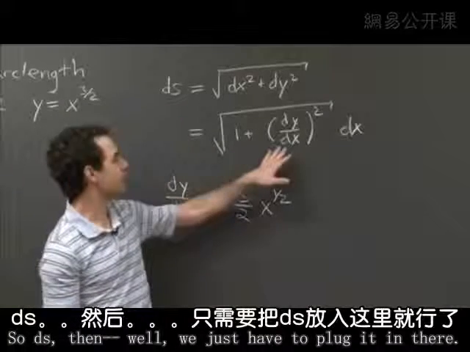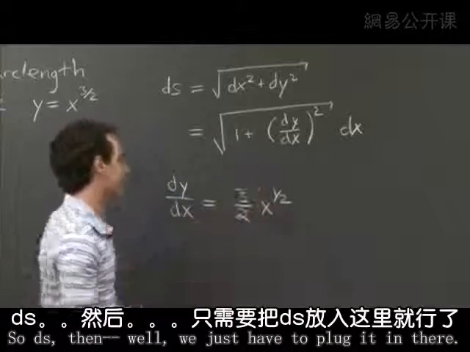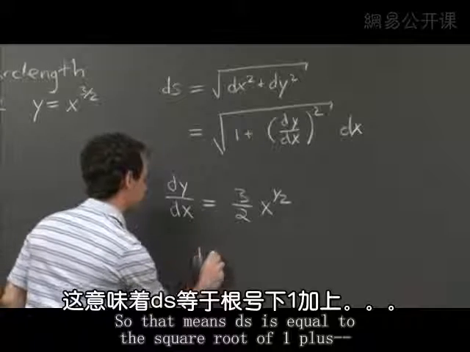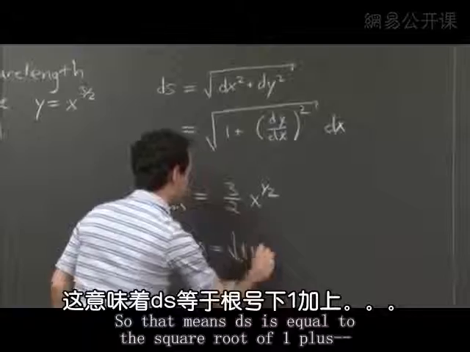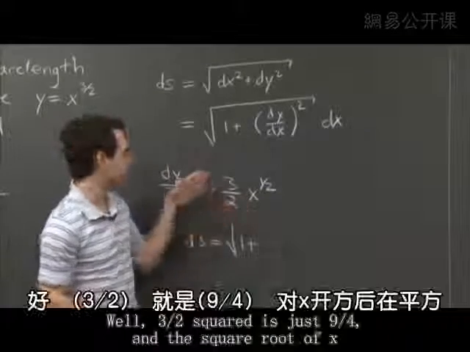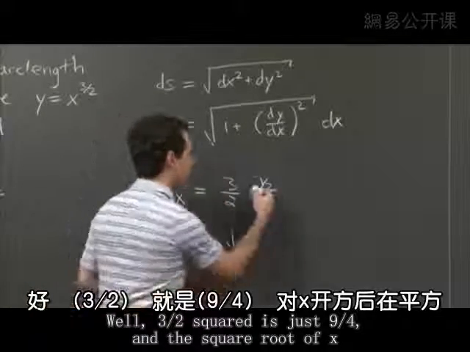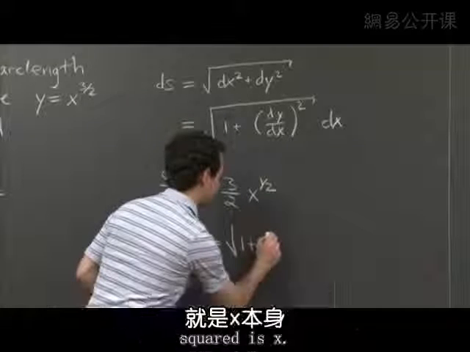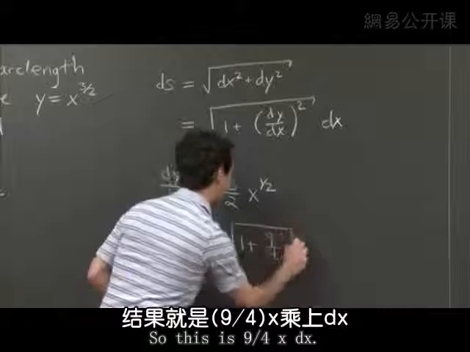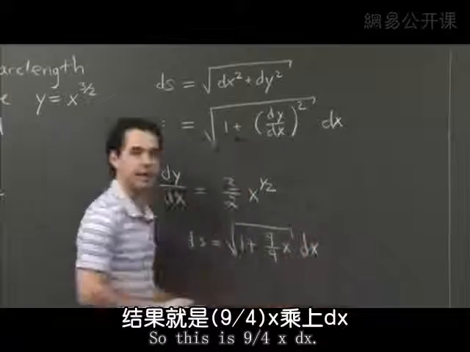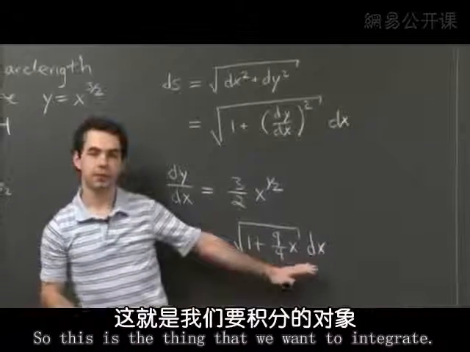So ds, well, we have to plug it in there. That means ds is equal to the square root of 1 plus, now you have to square this. Well, 3/2 squared is just 9/4, and the square root of x squared is x. So this is 9/4 x, dx. This is the thing that we want to integrate.